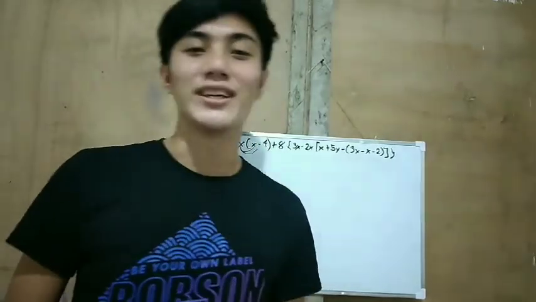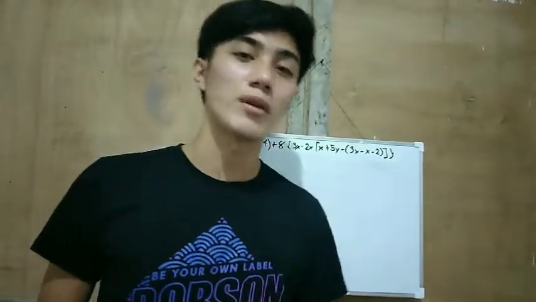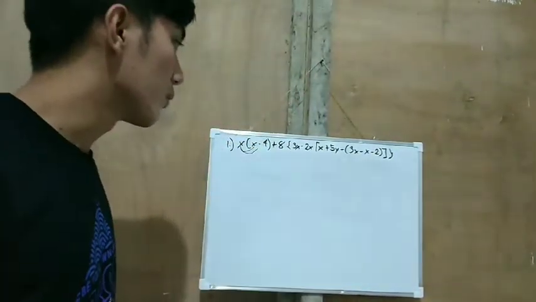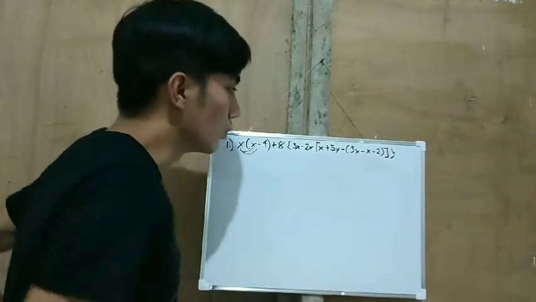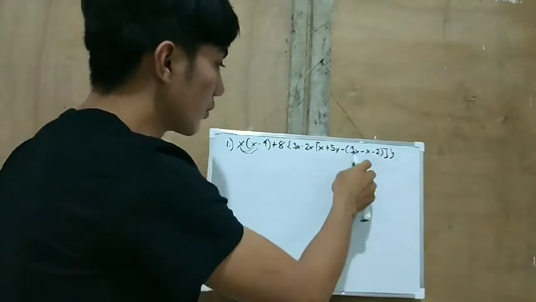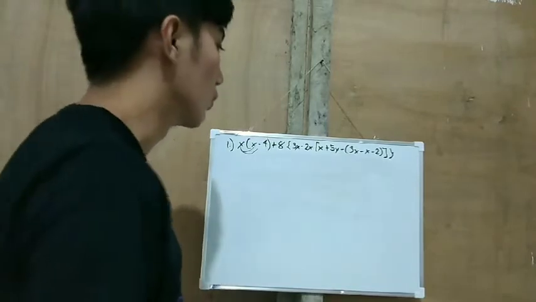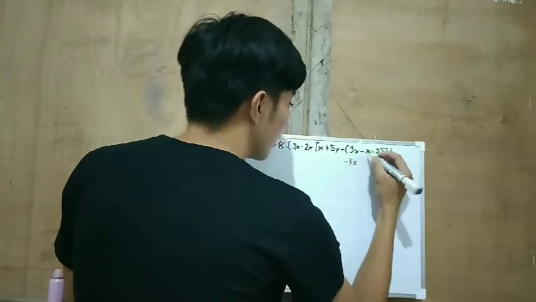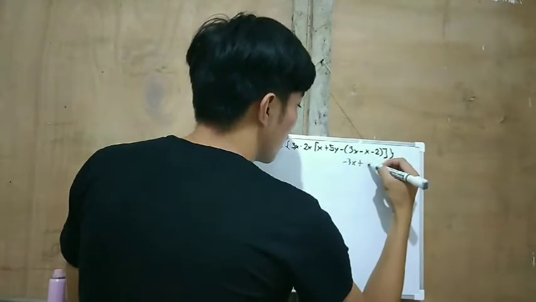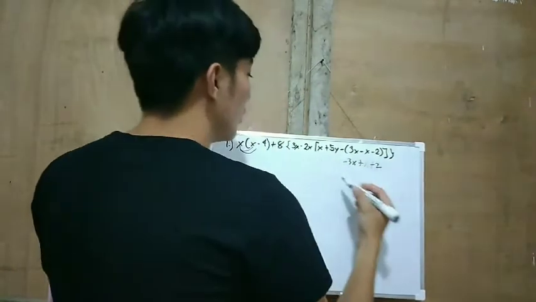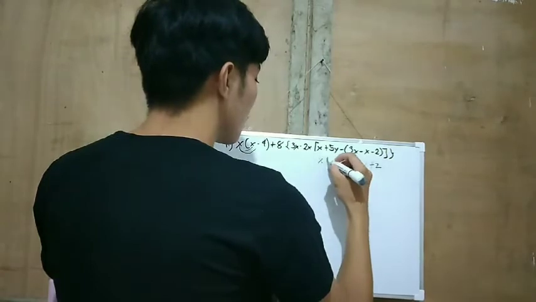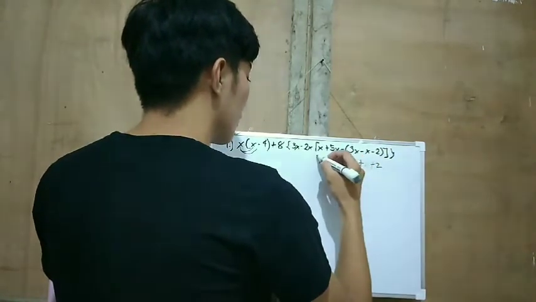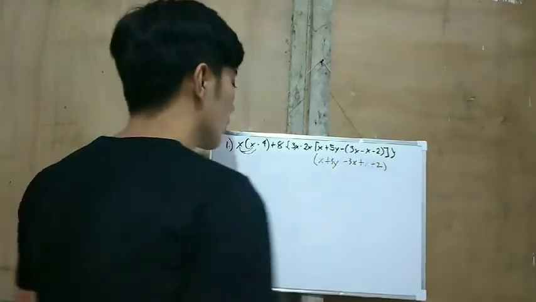So hi guys, today I will show you how to simplify the given problem. So first, we must multiply the negative sign to 3x minus x minus 2, and that would be negative 3x plus x plus 2. Then bring down x plus 5y in that, and put open and close parentheses.